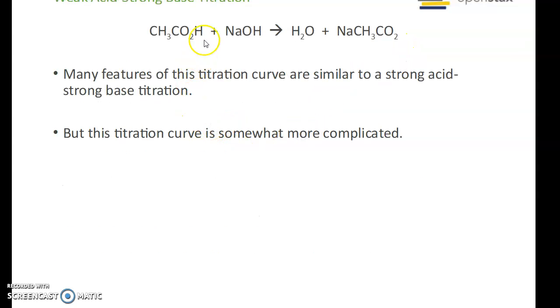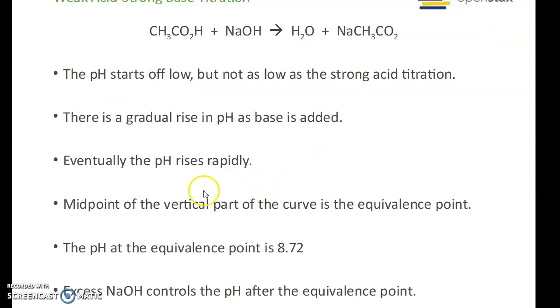Okay. Instead, if you look at a weak acid and a strong base, many of the things are similar. It starts off low, but not quite as low. But as soon as you start adding some of the base, it's going to start increasing and then have a gradual shift as it goes through the titration equivalence point and then leveling off again. Okay? And the pH at the equivalence point here is 8.72 as opposed to just 7.0.